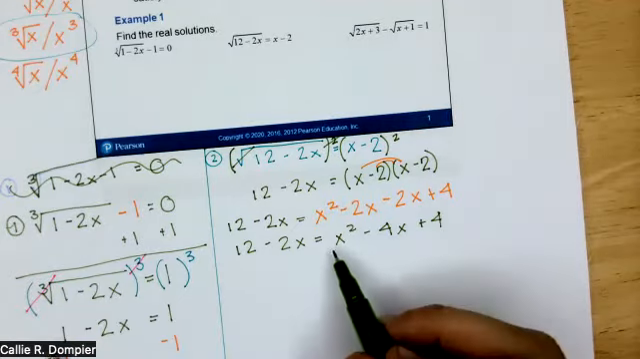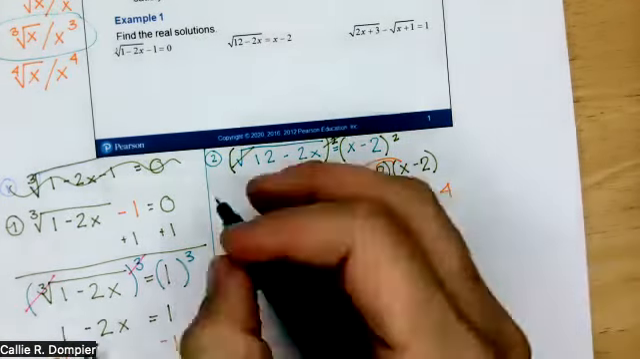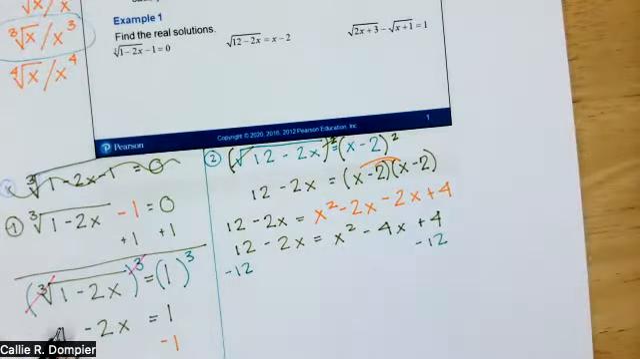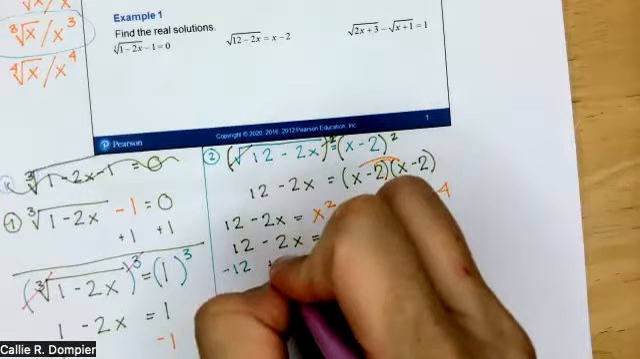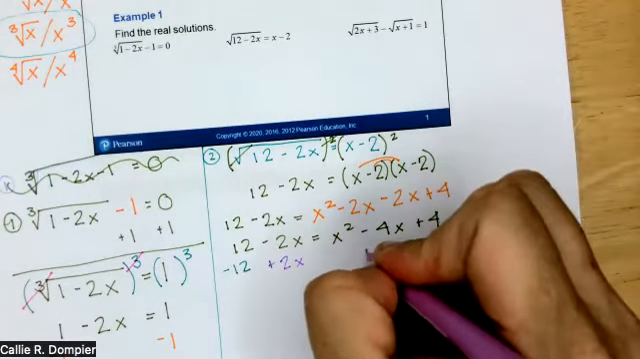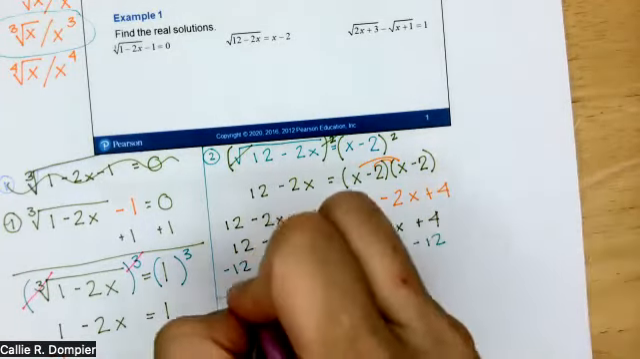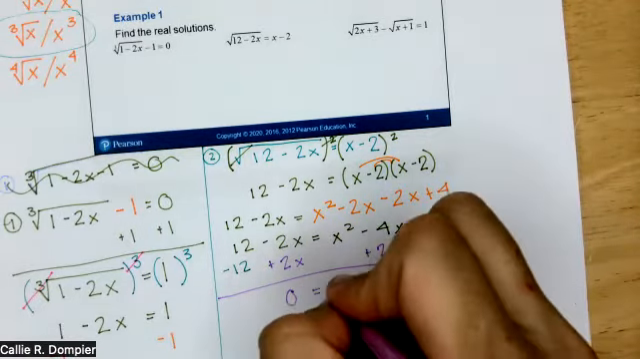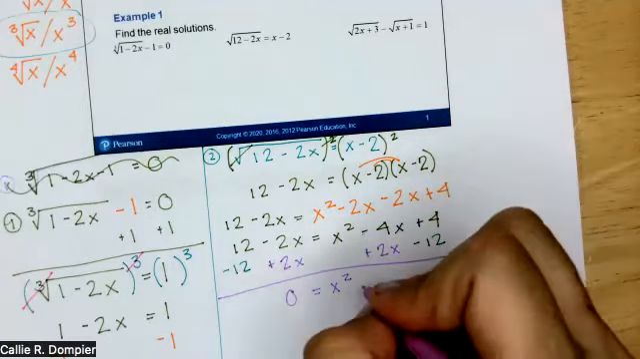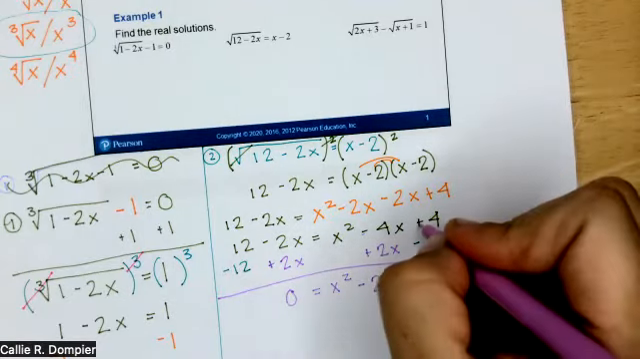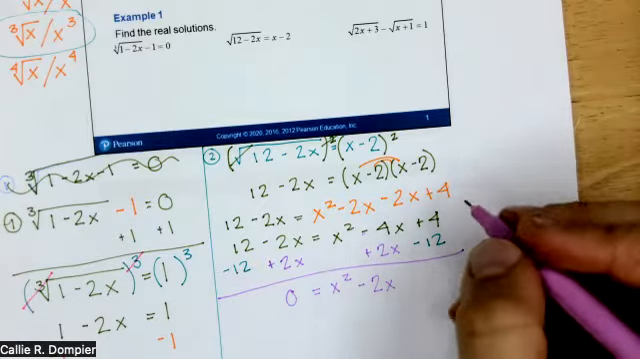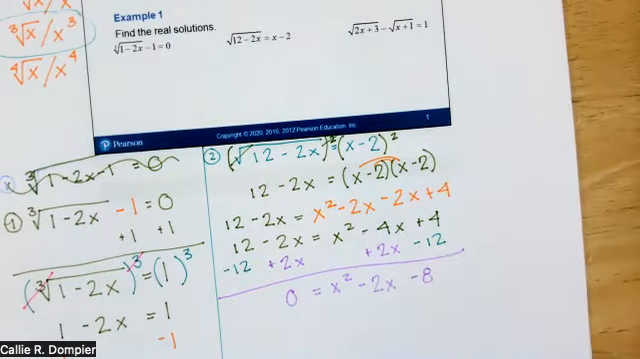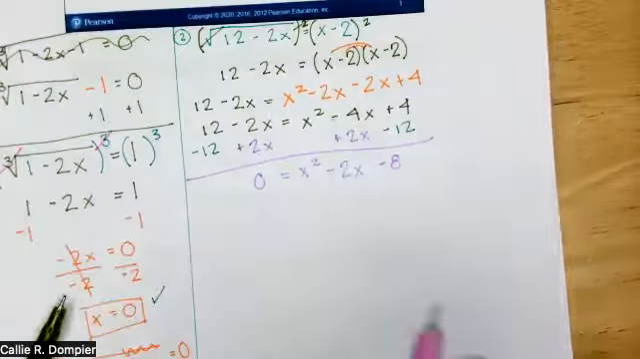So I like my x squared being positive, so I'm going to move the 12 and move the 2x. You can do it at once or one step at a time if you want. So now I have 0 over here. Negative 4x plus 2x is negative 2x. 4 minus 12 is a negative 8, right? All right.